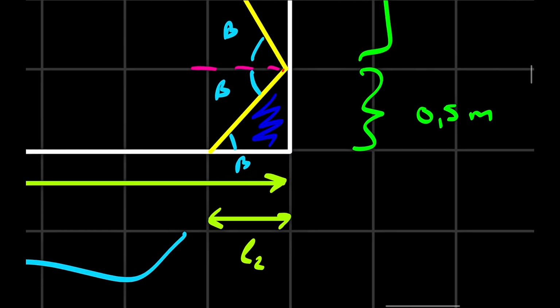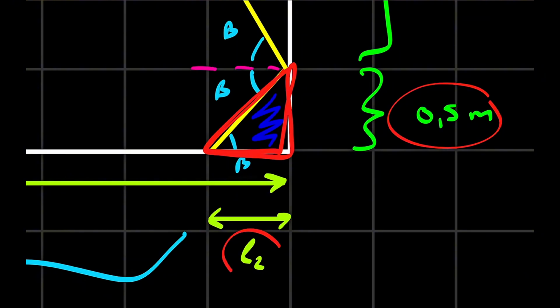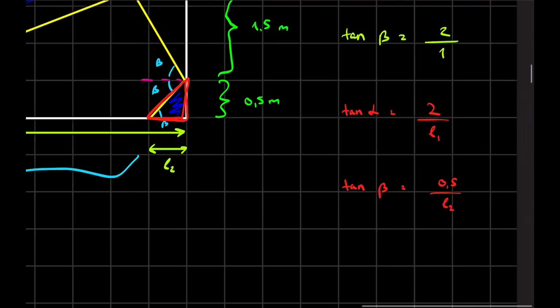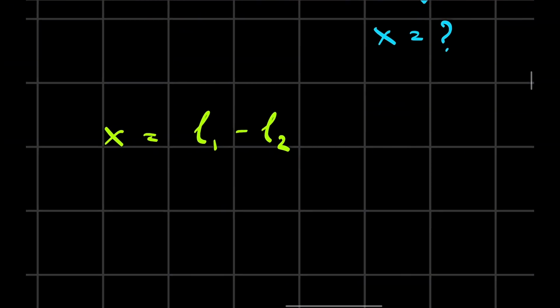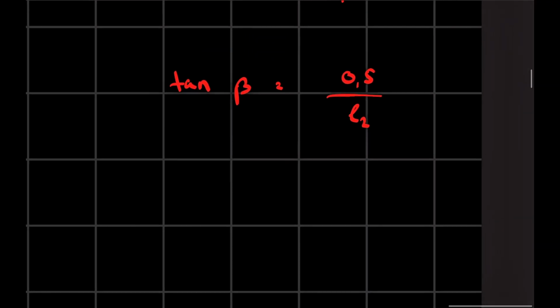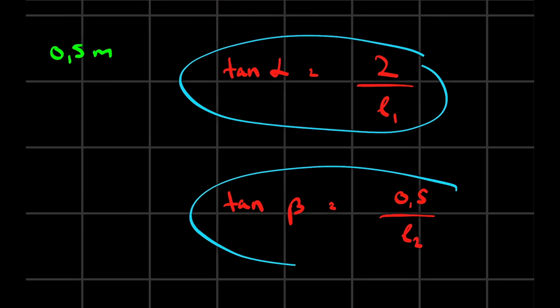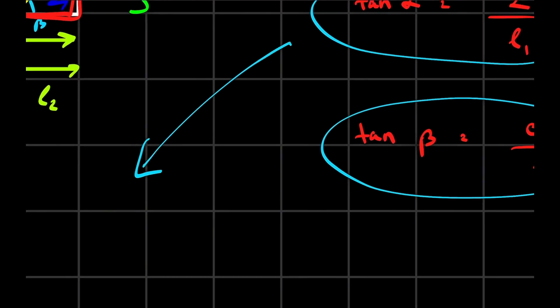And the same thing we can apply right here, in this small triangle. We have the opposite, which is this 0.5, and the adjacent, which is L2. And that's how we got something like this. Tangent beta equals 0.5 divided by L2, right? Okay, so what we need here is L1 minus L2. We can give a meaning to this. From this formula and this formula, we can derive something like this. Let me write it here.